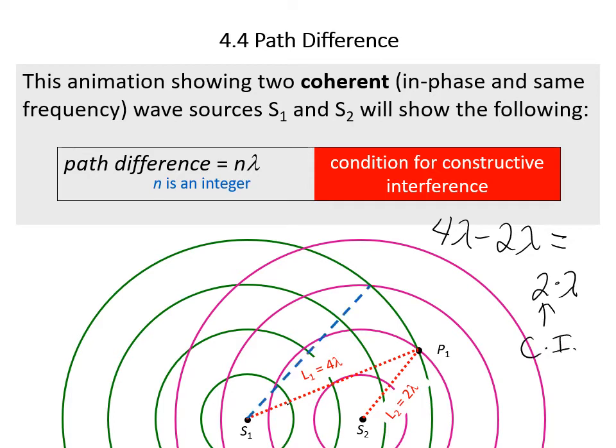One more point, right here and here. This is 4 lambda, 3 lambda. So the path difference is 4 lambda minus 3 lambda for this point, P2. And this is a whole integer multiple of the wavelength, so at this position, constructive interference.